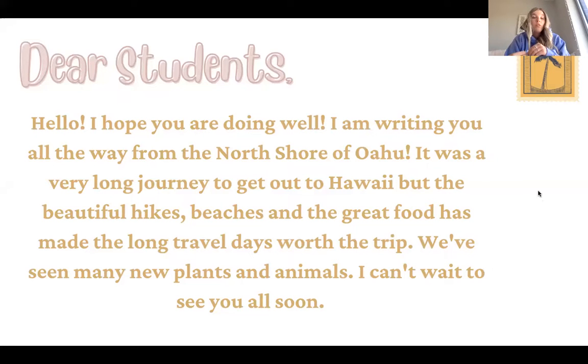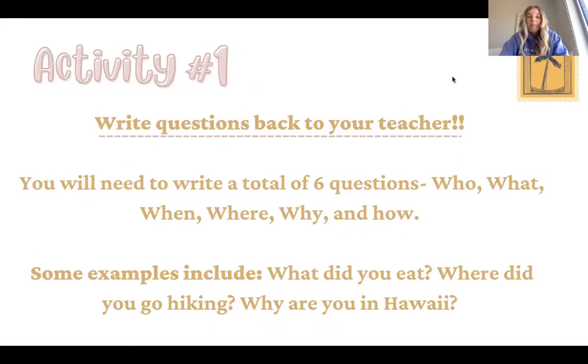We have seen so many new plants and animals. I can't wait to see you all soon. They would see that. And then I'd show them this slide, activity 1. So they have to write questions back to their teacher. They'll have to write a total of 6 questions: who, what, where, when, why, and how.